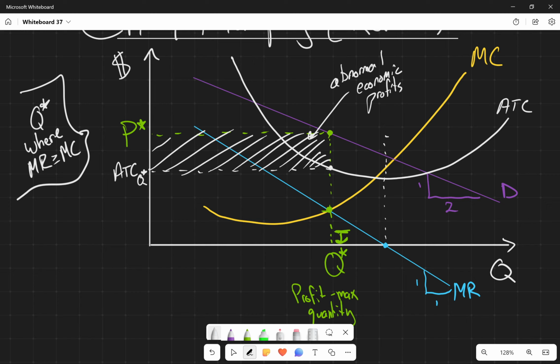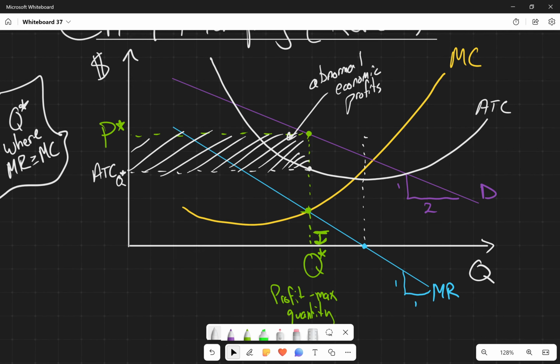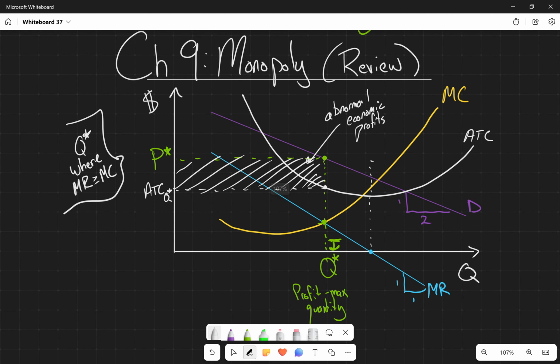Question on this. Why and how the monopolist sets quantity and then sets price to maximize their profits. So in perfectly competitive land, abnormal economic profits were short-lived because of the free entry and exit and the free information. Well, now we're in monopoly, so there's high barriers to entry. There's no assumption about perfect information. So these monopolists can maintain these abnormal economic profits indefinitely.